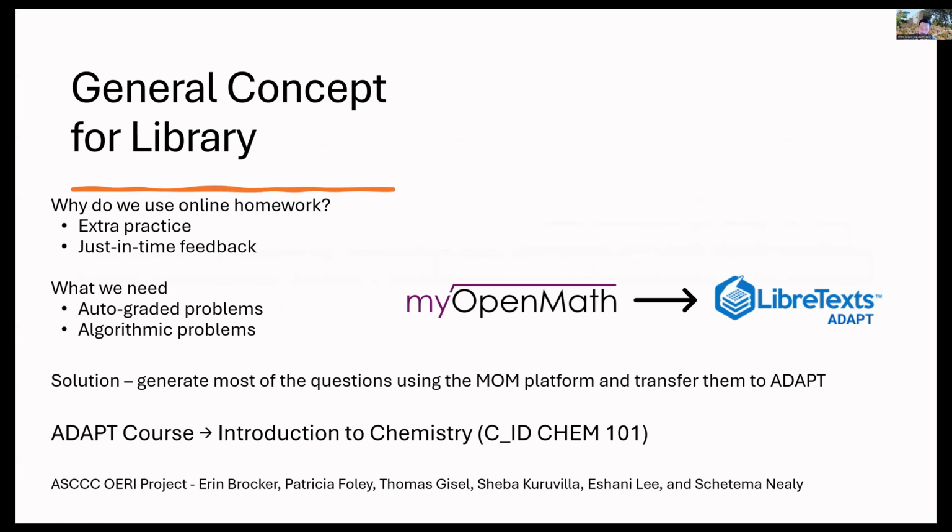So with that, we knew what we wanted. We wanted to generate an online homework system, give our students extra practice, and get just-in-time feedback. In order to do that, we needed auto-graded problems, so they would be answered immediately and students would get their feedback at that point. And then we would also want to have algorithmic problems, because there are so many sources out there that allow students to see the same questions. We want to give them as much practice as we can, as well as eliminate some of the problems that can occur with having questions available that don't change.